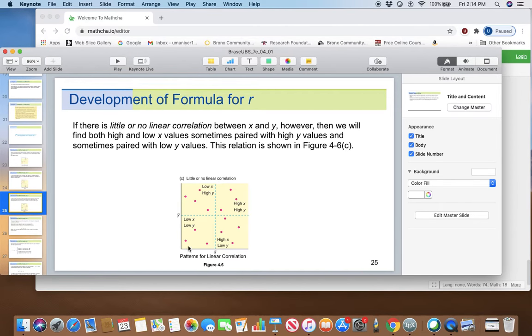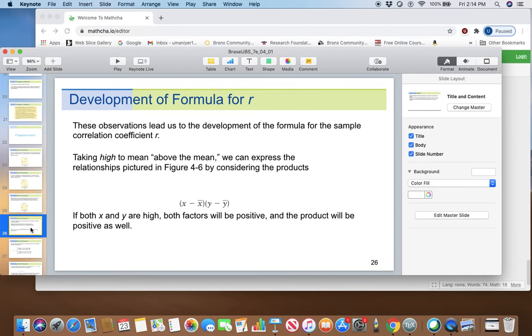Now, if there is little or no linear correlation between x and y, then we will have points everywhere. You see, here is low x, low y. Here is high x, high y. Here is low x, high y. Here is high x, low y, and so on. So you have points all which way. Now, these observations lead us to the development of the formula for the sample correlation coefficient R.